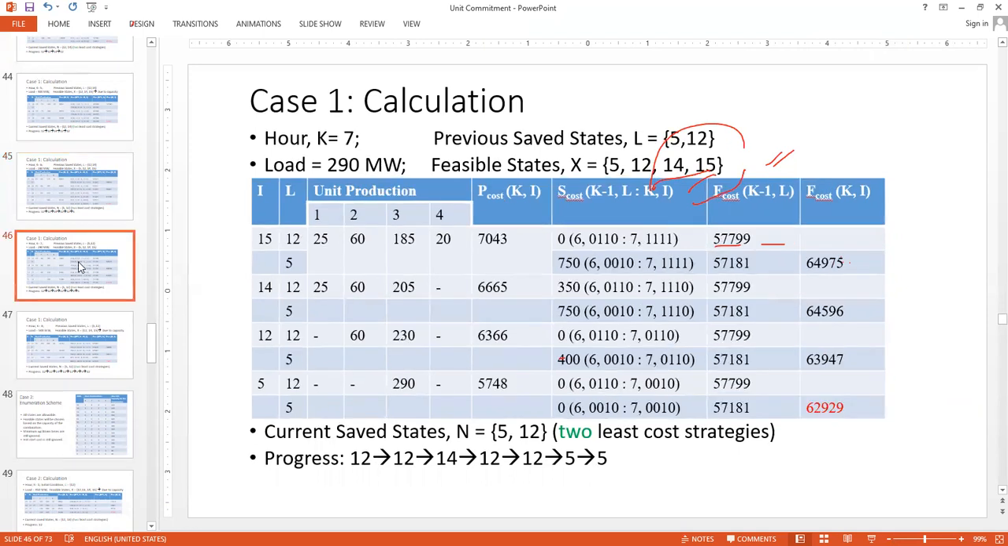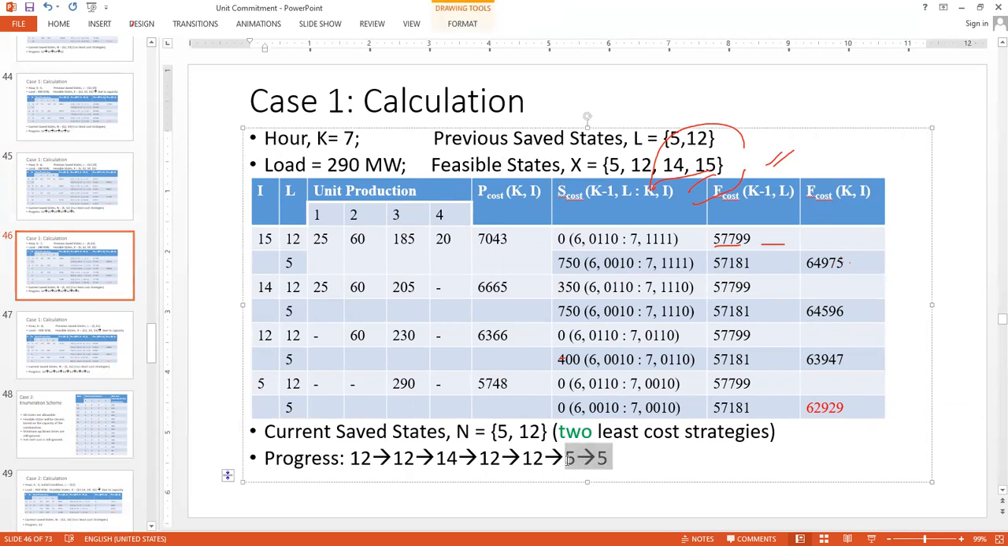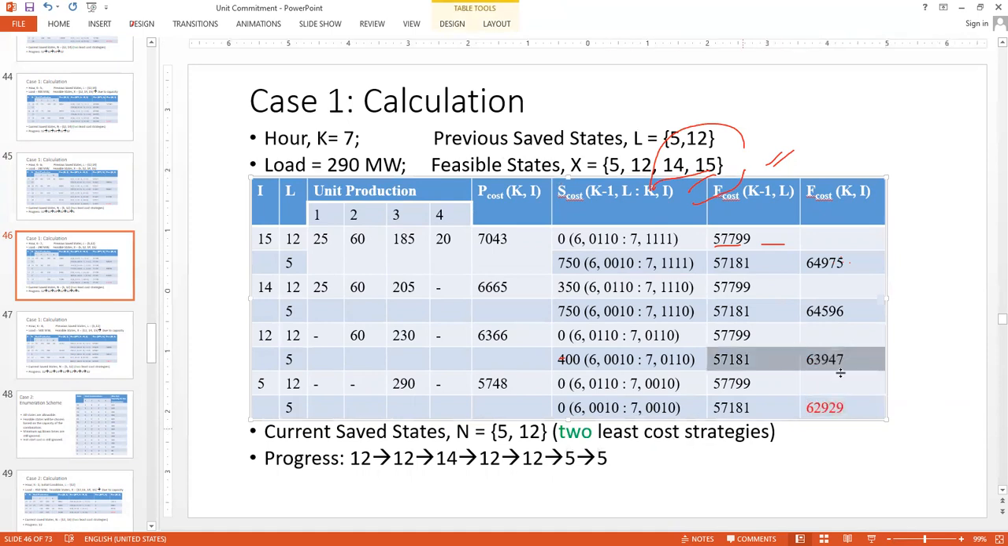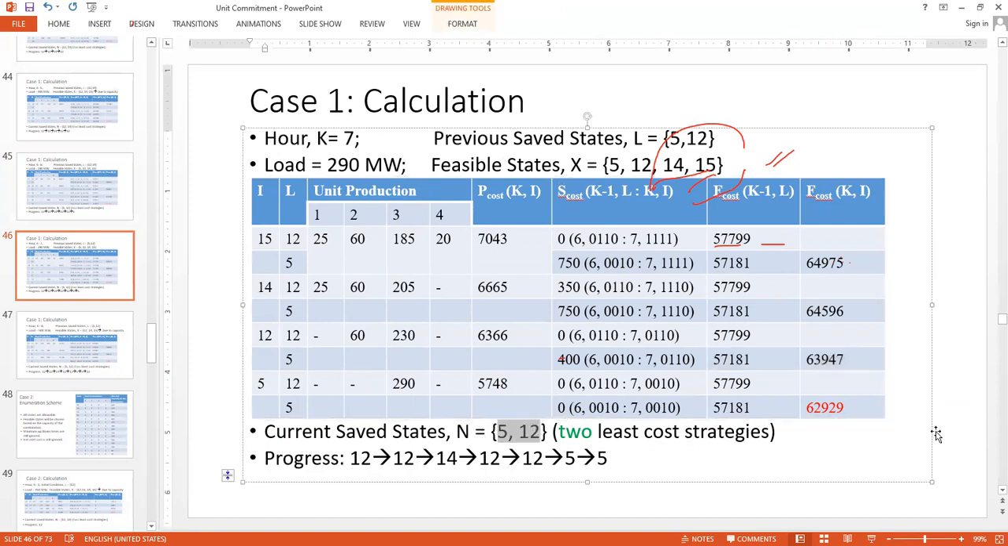Go to hour number 7. The demand is such that you can still stay with 5. I mean, you can still include 5 among your feasible states. Do the calculations, and still it is 5. So choose the 2 least cost strategies, which are still 5 and 12.